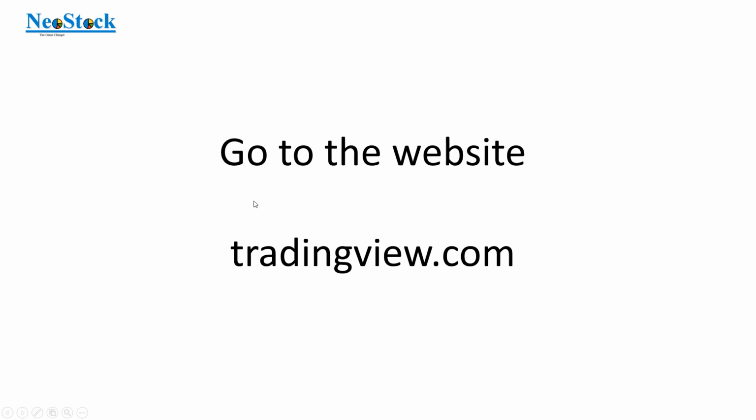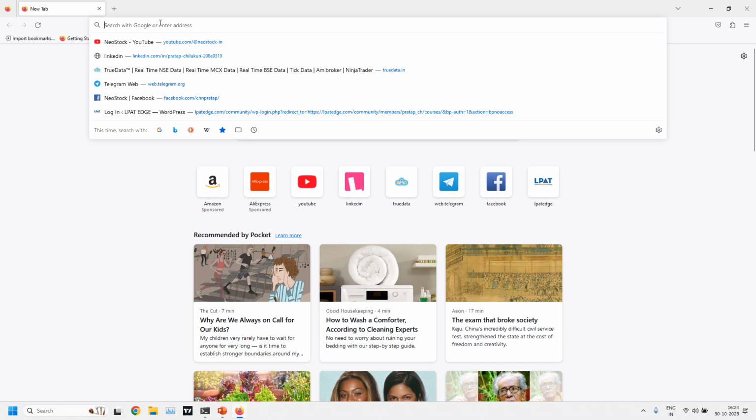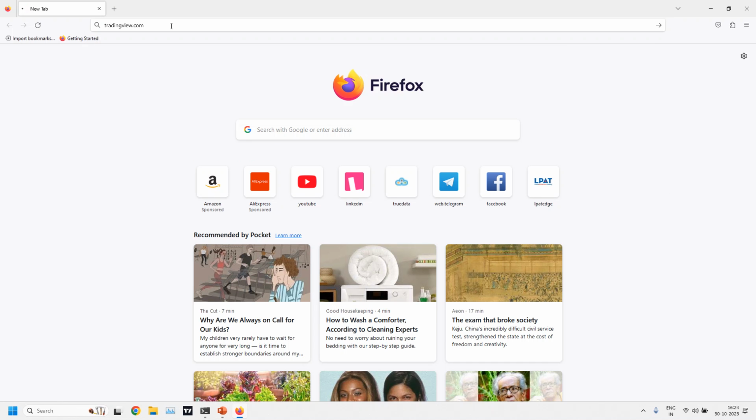Or if it is your first time and you want to analyze the charts, I can suggest a tool, tradingview.com. At present, this is the best in the market. At present, maybe in future it may change. So what you can do is open a browser. Here you type tradingview.com, enter.